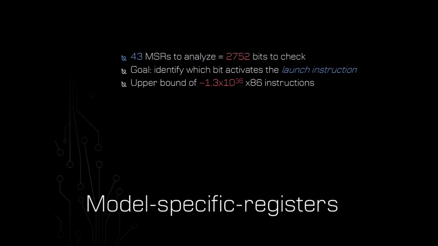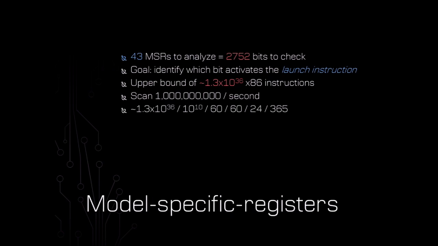x86 is a really, really complicated architecture, and an upper bound on the number of possible x86 instructions would be something like 1.3 undecillion instructions. So I'm looking for a single new instruction amongst 1.3 undecillion possible instructions. Even if I take a really generous estimate and say that I can scan 1 billion possible instructions a second, we can do a quick Fermi calculation: 1.3 undecillion divided by a billion, divided by 60 seconds in a minute, divided by 60 minutes an hour, divided by 24 hours a day, divided by 365 days a year, means scanning for a new instruction in x86 is going to take approximately 1 eternity.